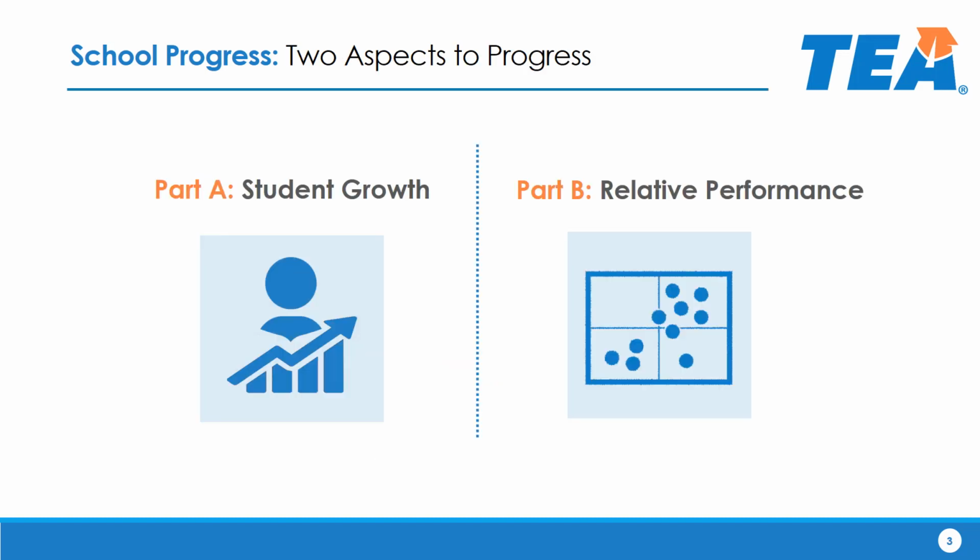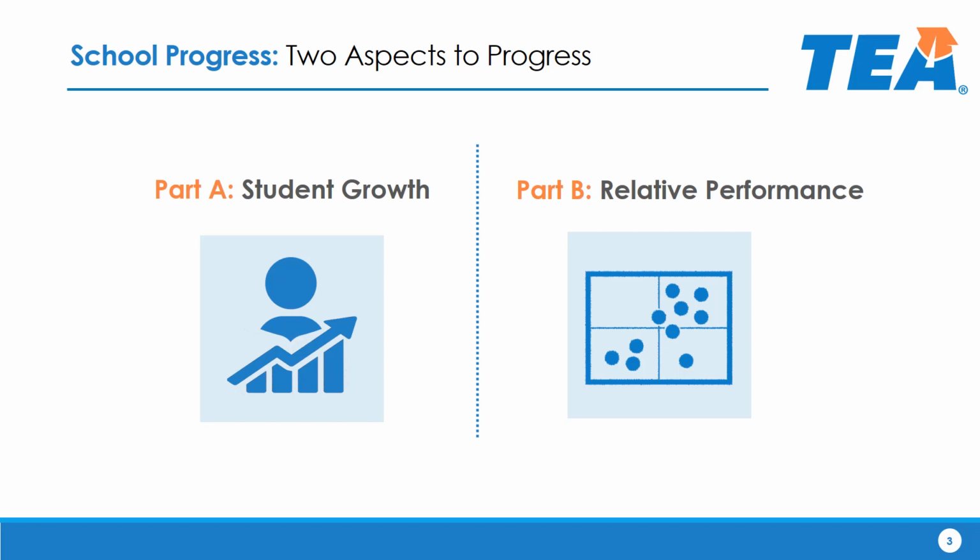When we think about school progress, we think about the impact that schools are having on students. How much are they growing? House Bill 22 establishes 2 ways to evaluate this. Student growth: how much has each individual student grown academically over the last year, longitudinal student growth.